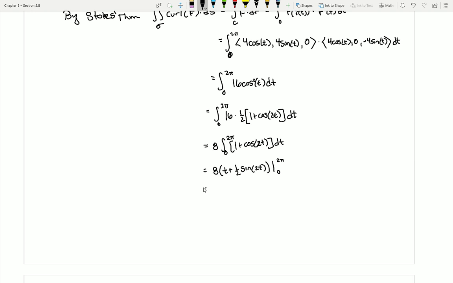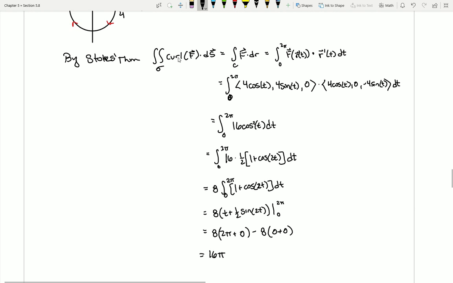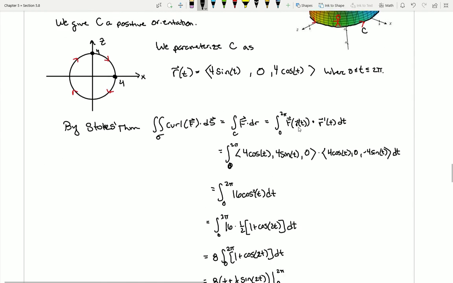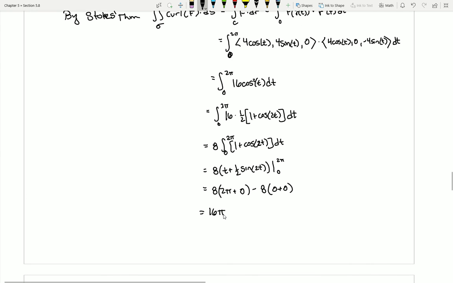So let's see what we come up with. I'm going to end up with 8 times 2 pi plus, let's see, the sine of 4 pi is just going to be 0. And then the sine of 0 is just going to be 0. So this whole piece is 0. And really I just end up with 16 pi. So again, we've been able to find this flux integral, that is something like how much fluid would pass through the surface, but we were able to do it by instead looking at the boundary curve and computing the work that it takes to go around it. So this is the interesting connection that occurs with Stokes' theorem.